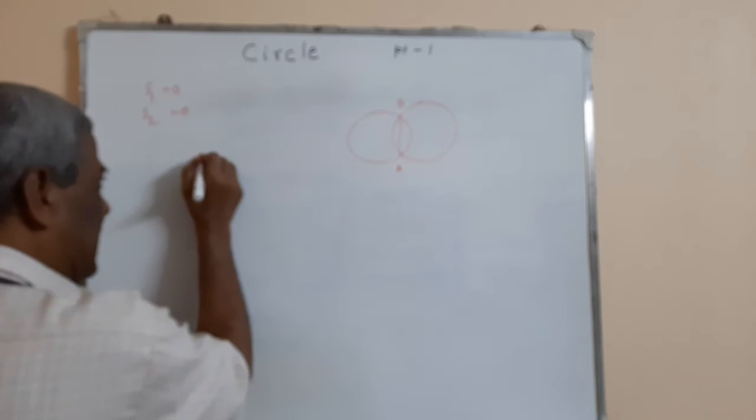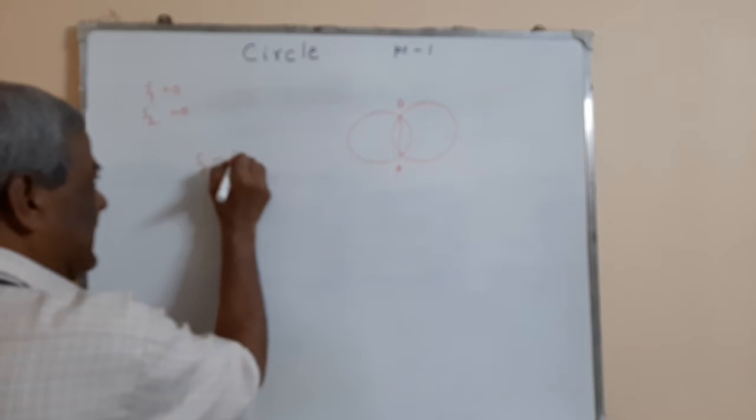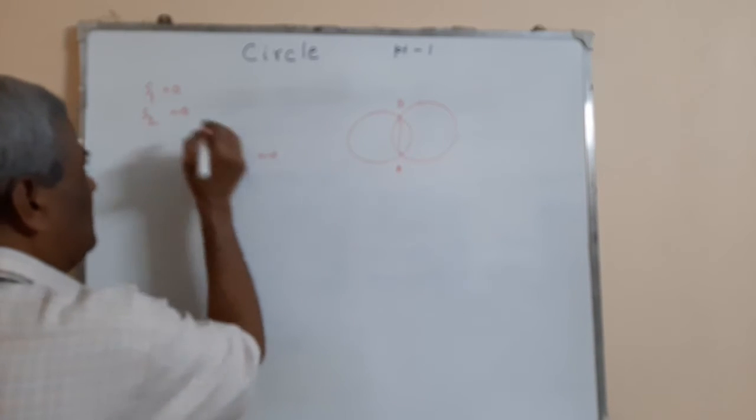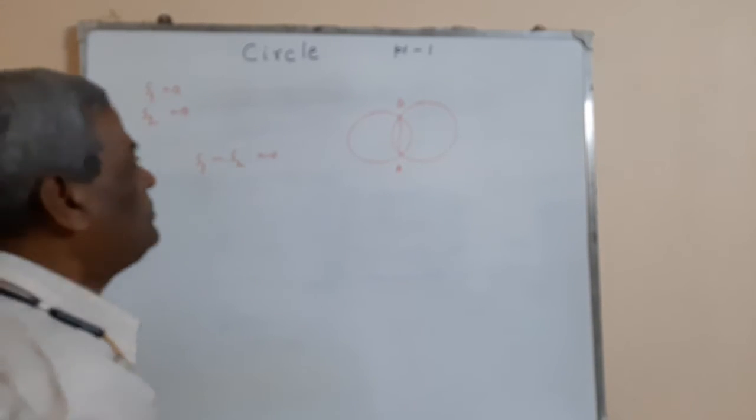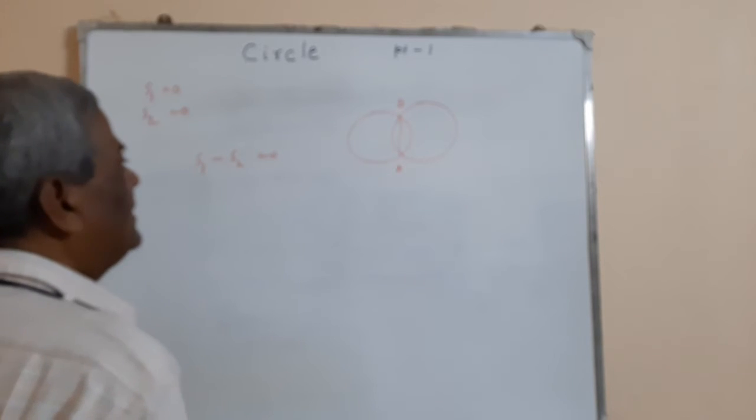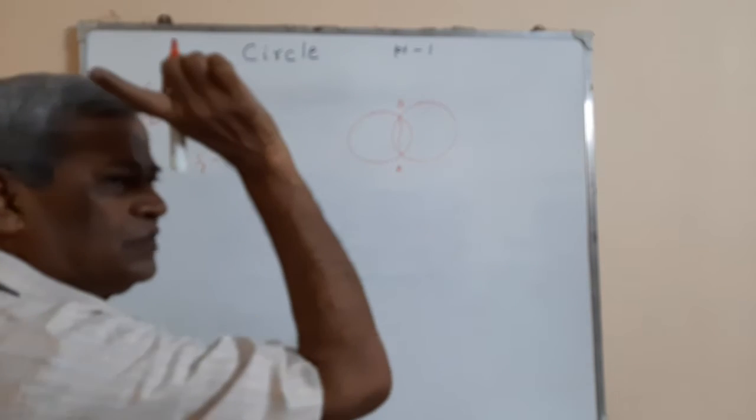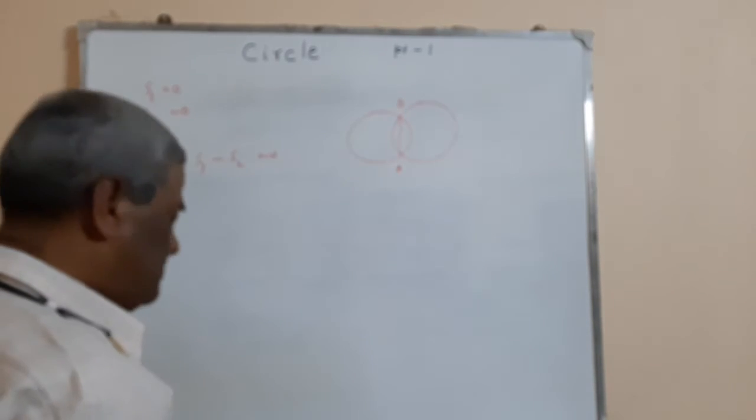In that case, simply subtracting these two, S1 minus S2 is equal to 0 will be the equation of the common chord. Very easily we can obtain that.